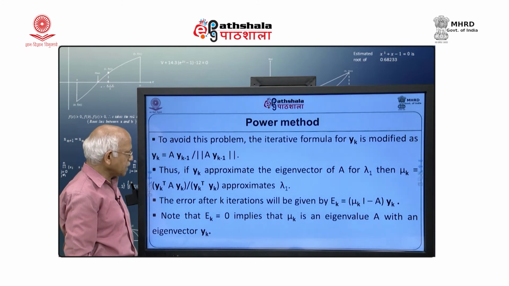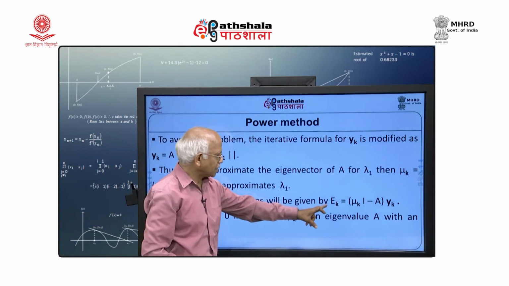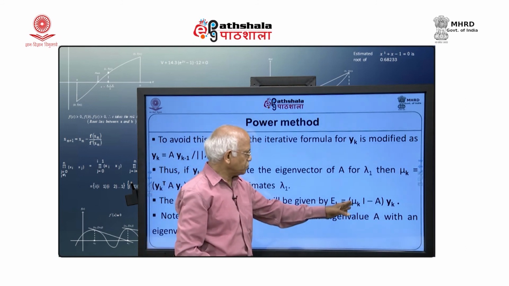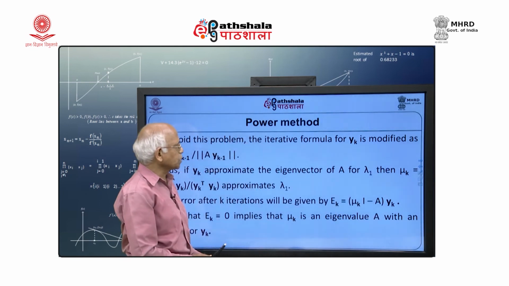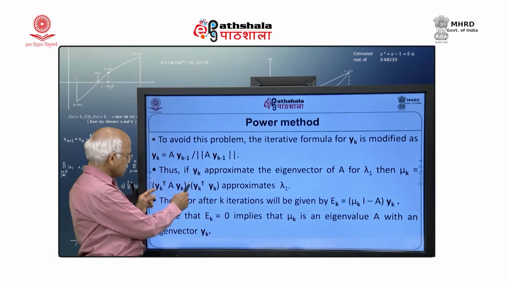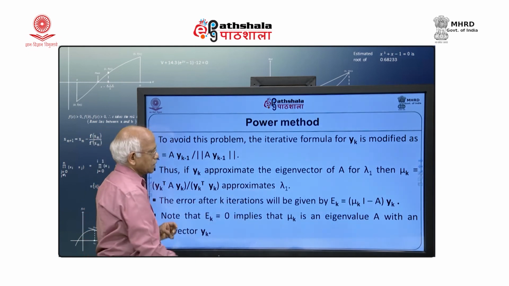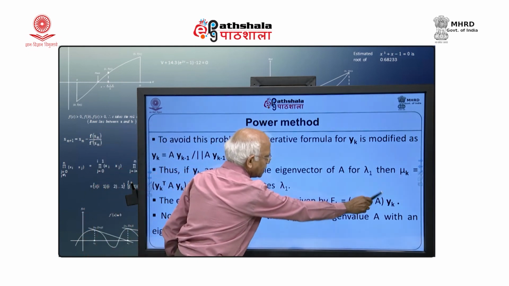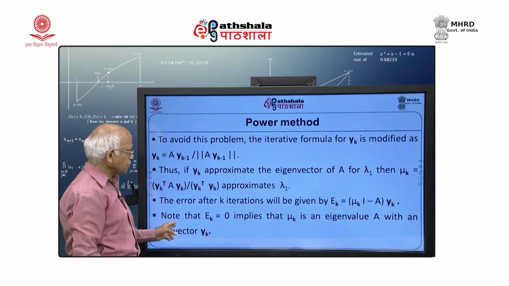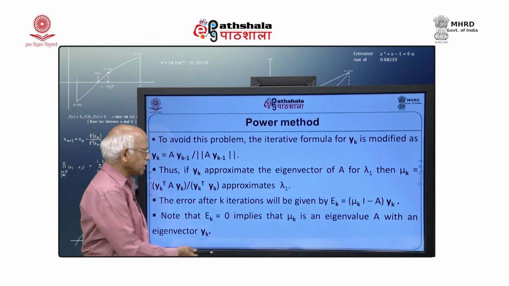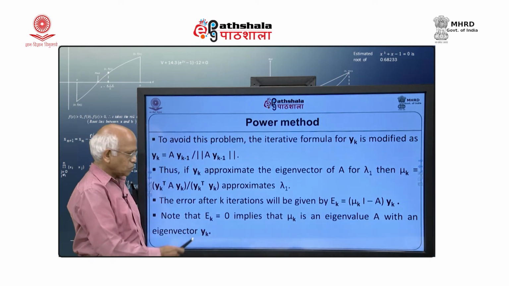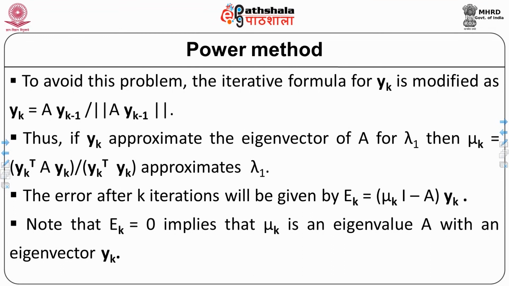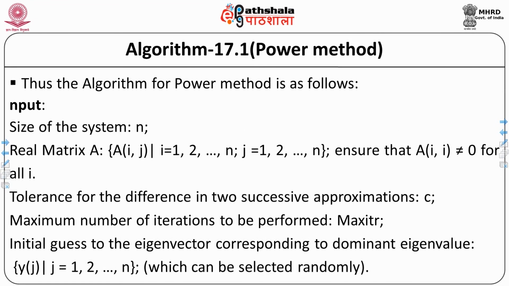The error after k iterations is given by E k, the error term, which is mu k I minus A into y k bar. Here mu k is the value approximating your lambda 1. Note that if E k is 0, what does that mean? It means mu k is an eigenvalue of A with eigenvector y k bar. So, we can always compute the error associated with the approximation here.